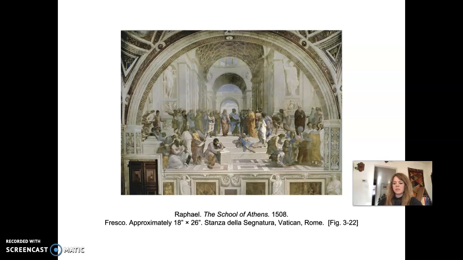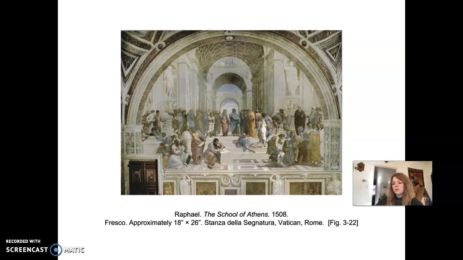Raphael used perspective for emphasis. We can gather that Plato and Aristotle are the most important figures in this painting because of their placement on the vanishing point. He actually used the vanishing point to draw our eyes into these 2 figures who are the most important 2 figures in the piece. So all lines in the architecture lead to them.